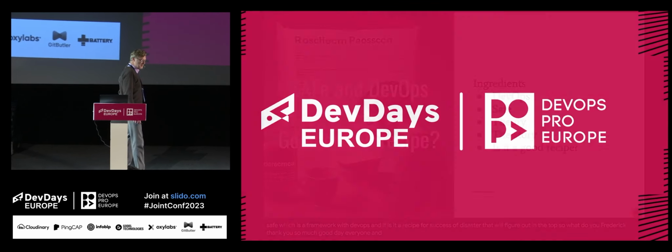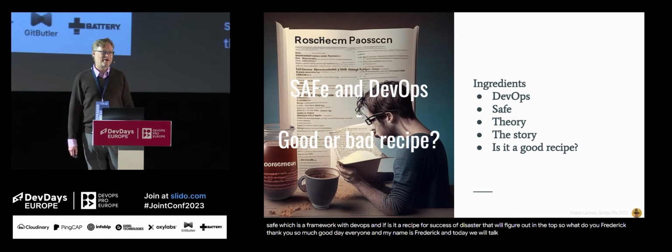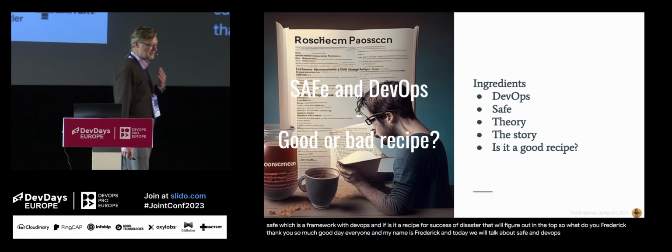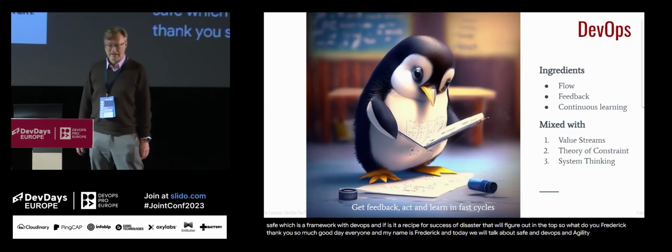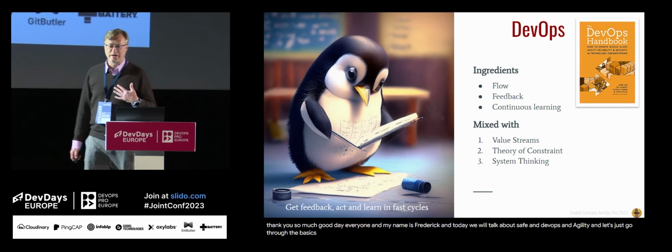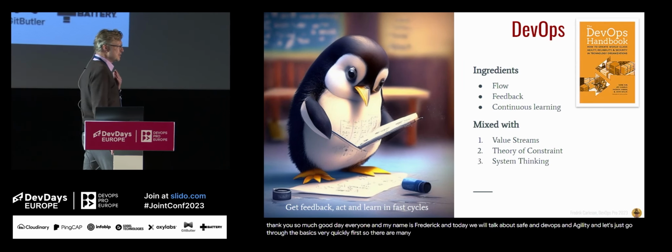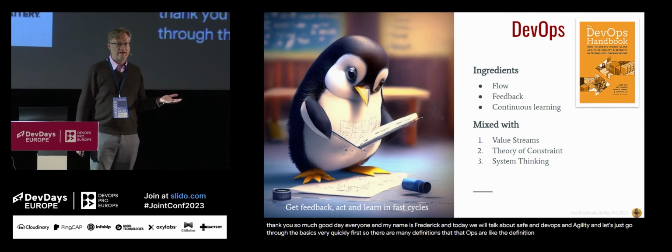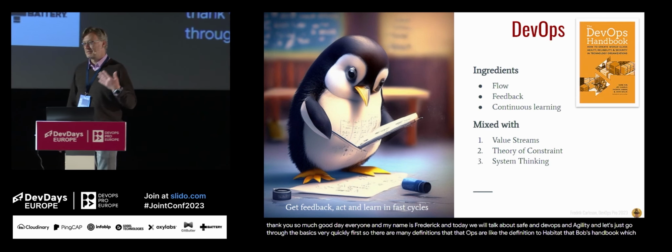My name is Fredrik, and today we will talk about SAFe and DevOps and agility. Let's just go through the basics very quickly first. There are many definitions of DevOps. I like the definition they have in the DevOps Handbook, which is about the three ways.